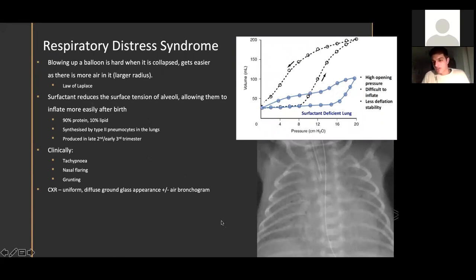And an air bronchogram is where you can see the airways, and normally the airways are lighter than the lung parenchyma, right, on an x-ray. But here you can see the airways are actually darker than the lung parenchyma. Can you appreciate that? Especially on that right lung.